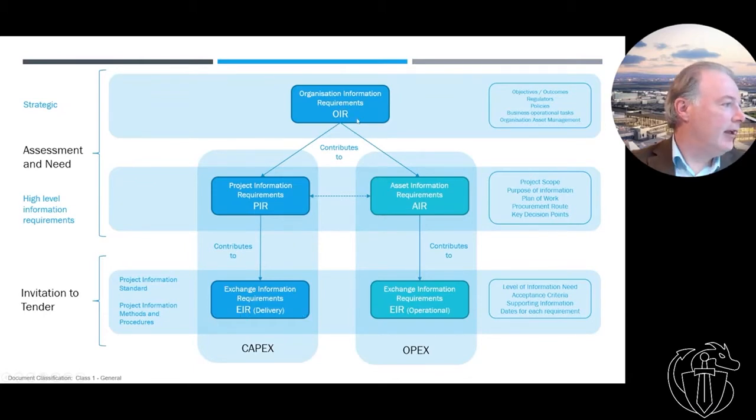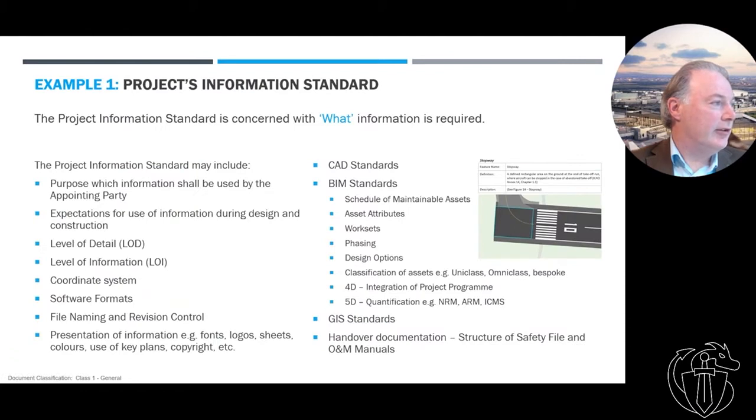Okay, so I'm going to quickly go through this. The project information standard is a key document that we are producing. This sets out what information is required. For example, it sets out the level of information, level of detail, what a coordinate system is, and everything else. That's a key document we push out with every project. And then we reference sections of that in our exchange information requirements.